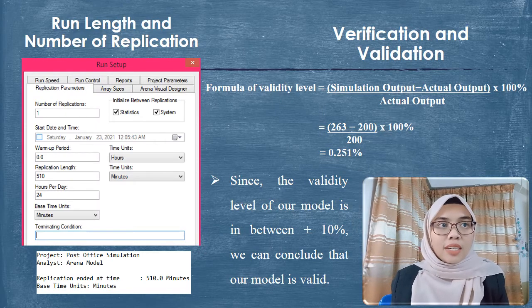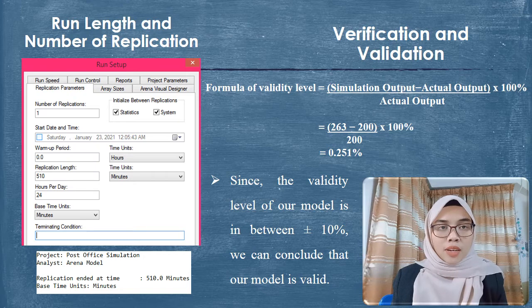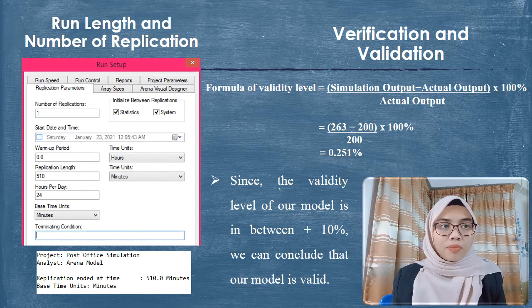Next one is run length and number of replications. The number of replications I run is 1, and the replication length is 510 minutes, which is equal to 8.5 hours, or 8:30 am to 5 pm.